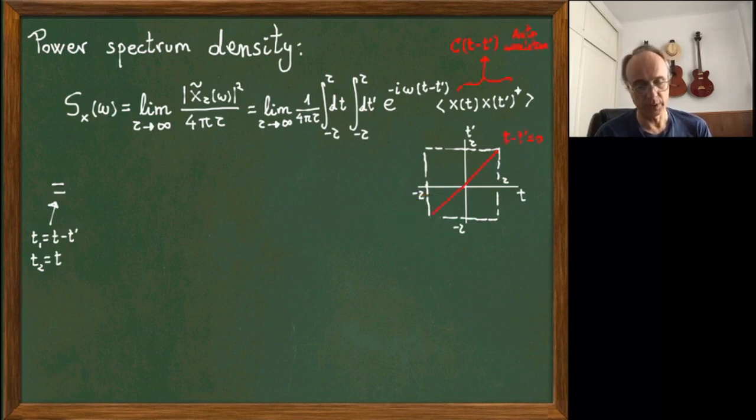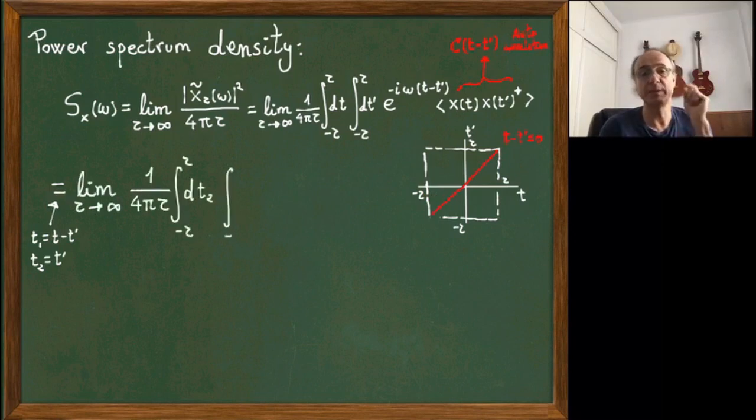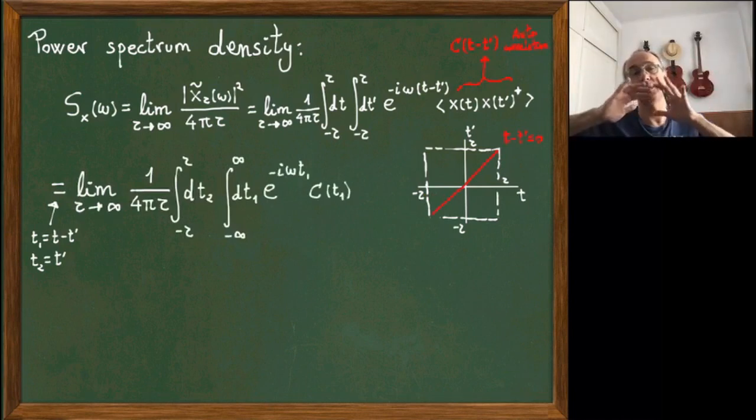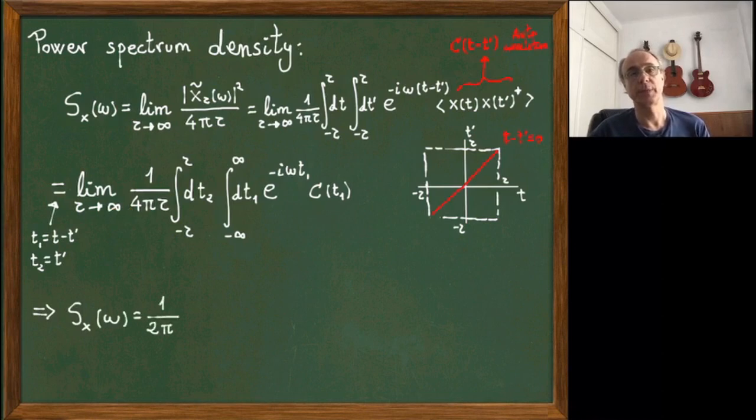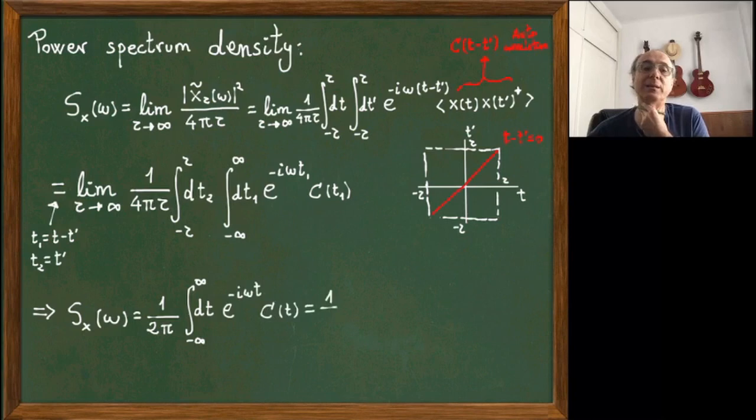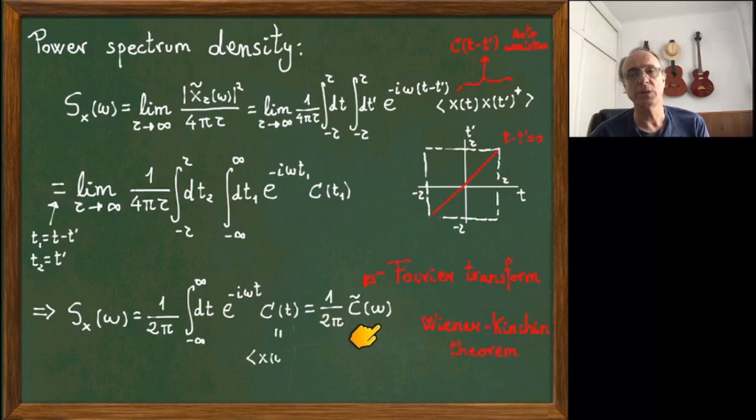But you can prove, I will not do it in detail, that if you make this change of variable in the limit of tau going to infinity, because you can imagine that in the limit of tau going to infinity this goes to a really very big square, you can replace this by an integral between minus infinity and infinity, and between minus tau and tau. This is the Wiener-Khinchin theorem. And now, when you integrate t2, you get 2 tau, which cancels with this. So you get that the power spectrum density is the Fourier transform of the correlation with the factor 1 over 2 pi. This factor 1 over 2 pi depends on the... Some people, instead of omega, use the normal frequency.